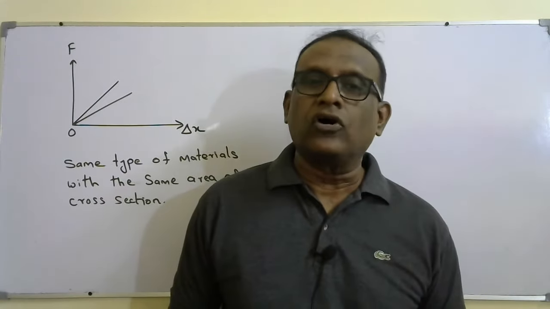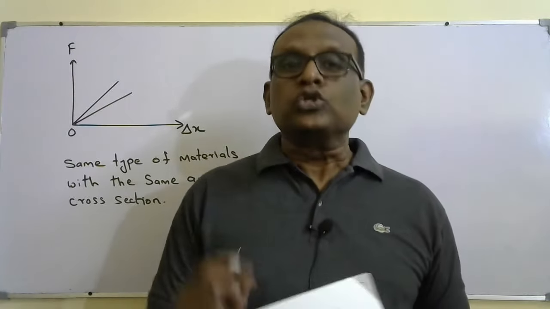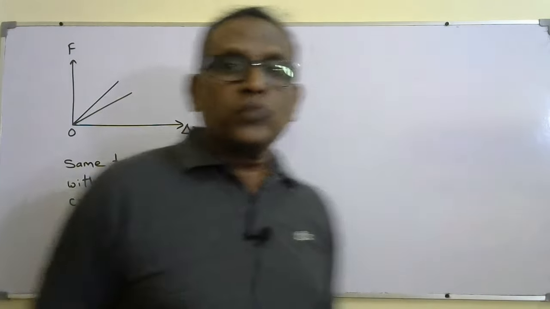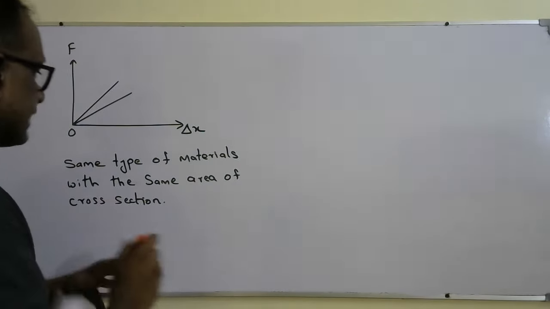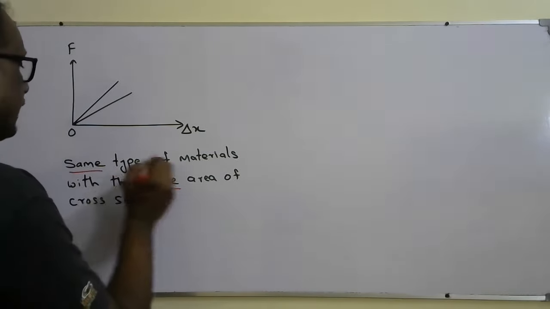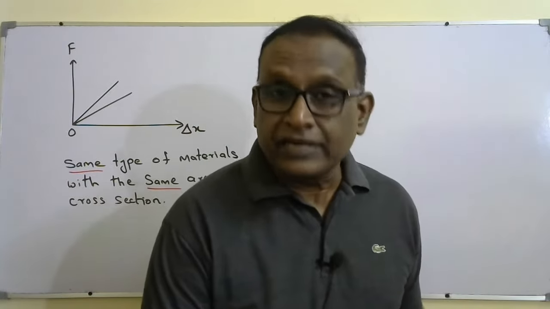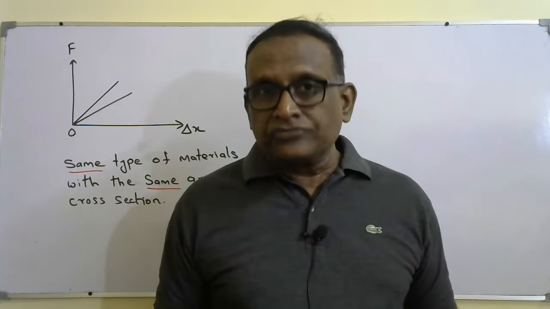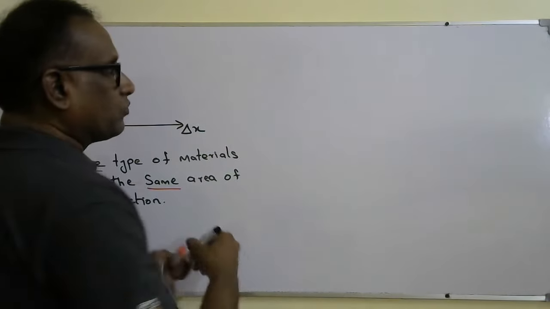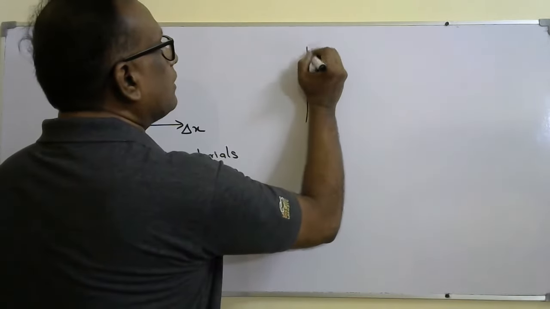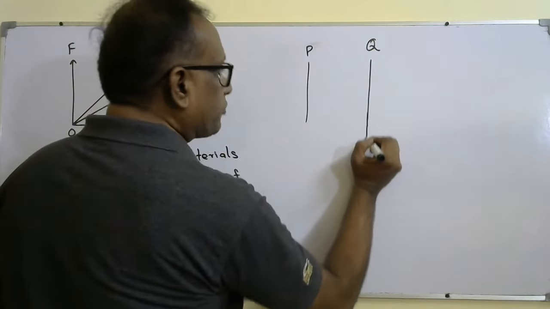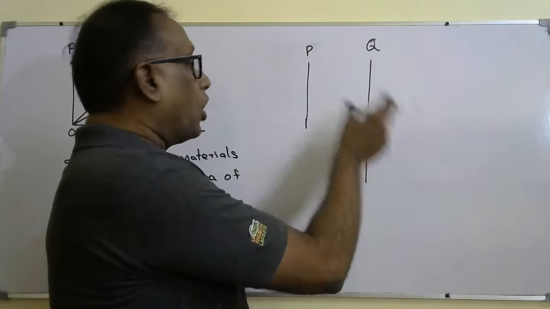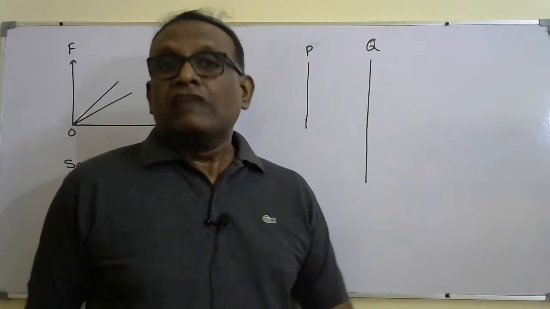Okay, so if you do the practical to measure the extension for different forces, imagine you have two different wires made of the same material, and both wires have the same area of cross section, but they have different lengths. Imagine there are two wires, wire P and wire Q. Both have the same area of cross section and the same type of material, but wire Q is longer than wire P.